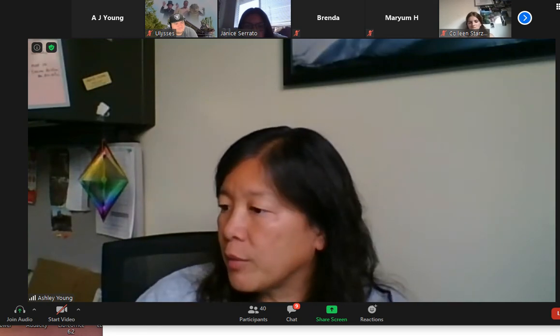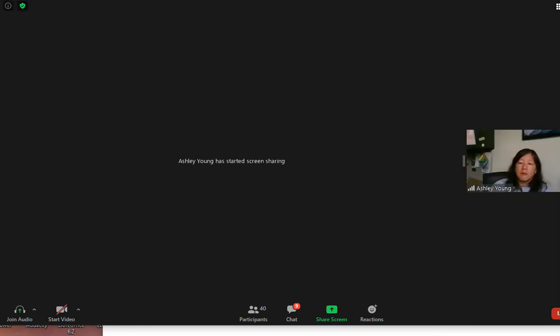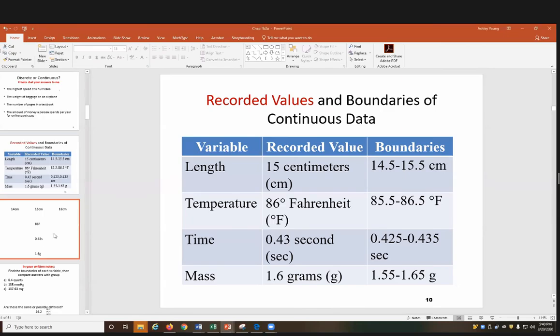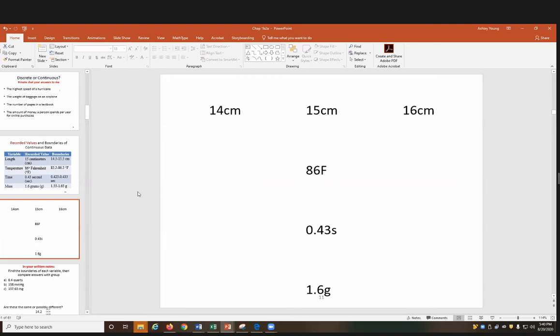Let me go back to my screen share. For temperature, here's the easy way of doing it. Okay, so the easiest way to do it is to say, here is my number. What's the number before me? 14. What's the number after me? 16. And then find the number in between. So smack dab between 14 and 15 is 14.5. And smack dab between 15 and 16 is 15.5 centimeters.